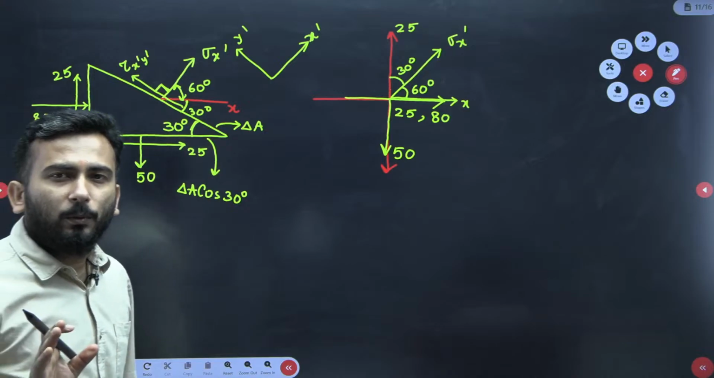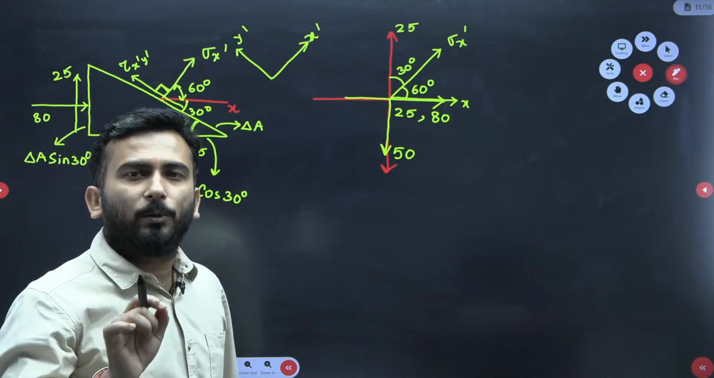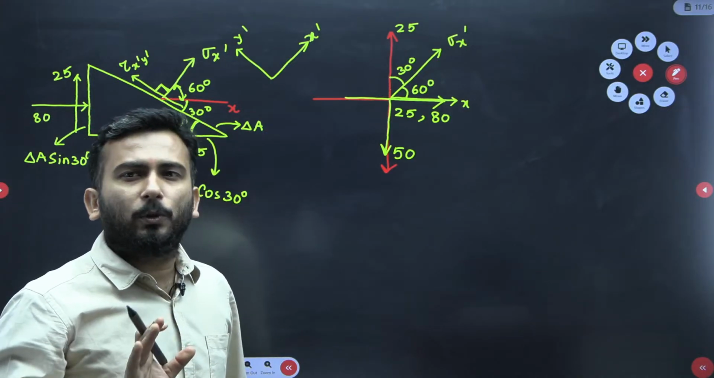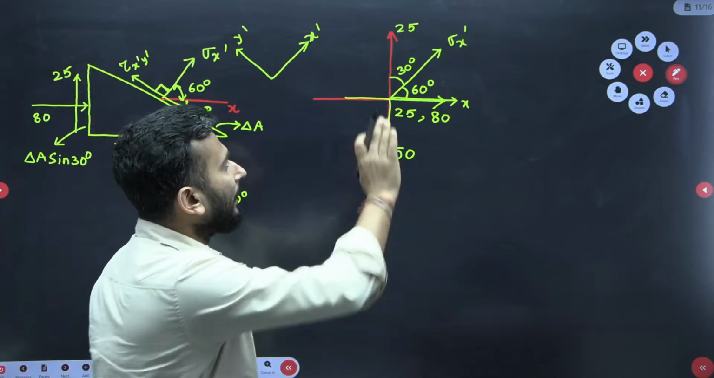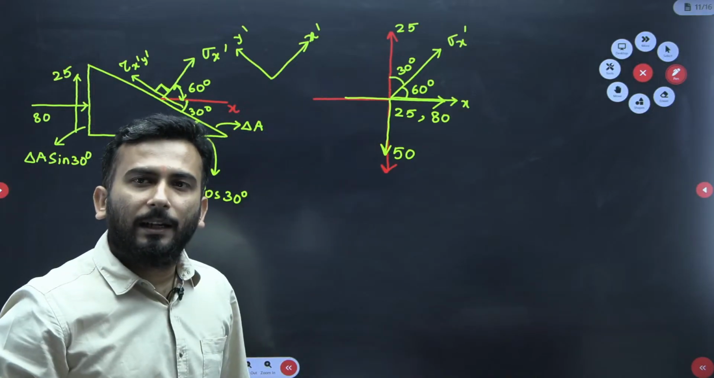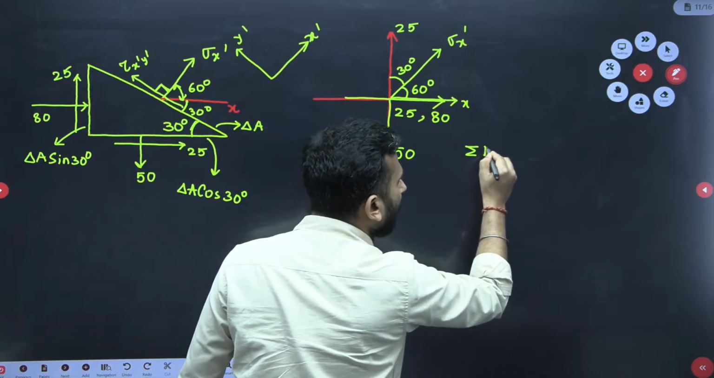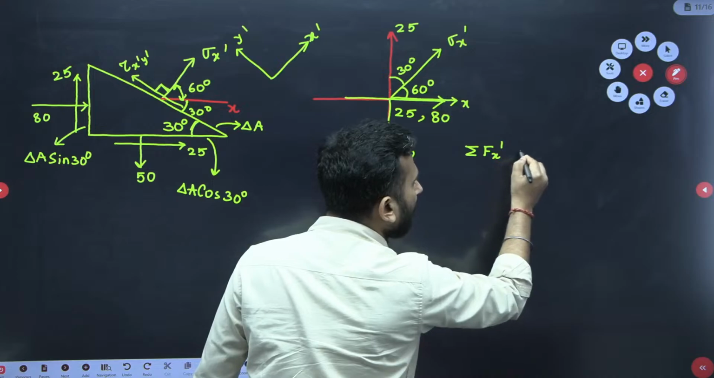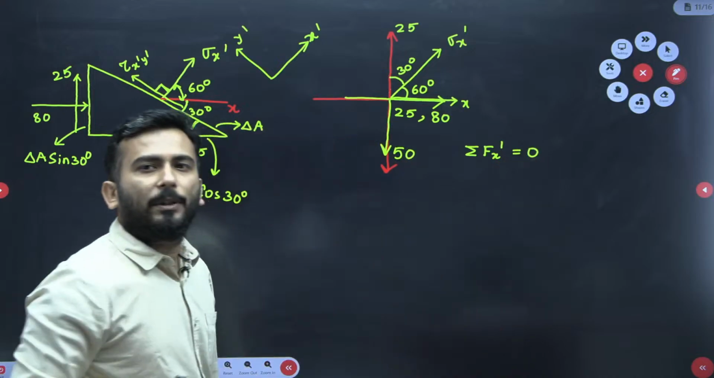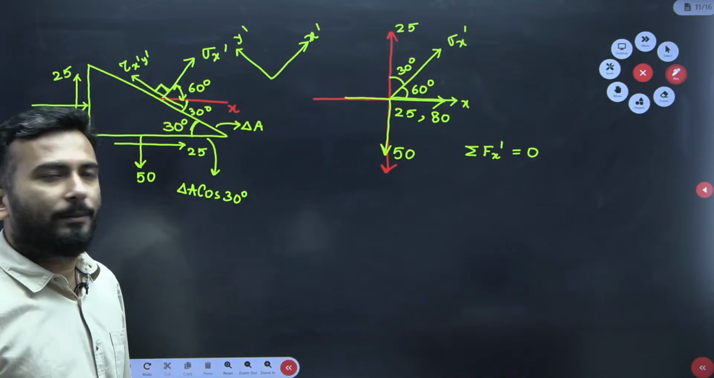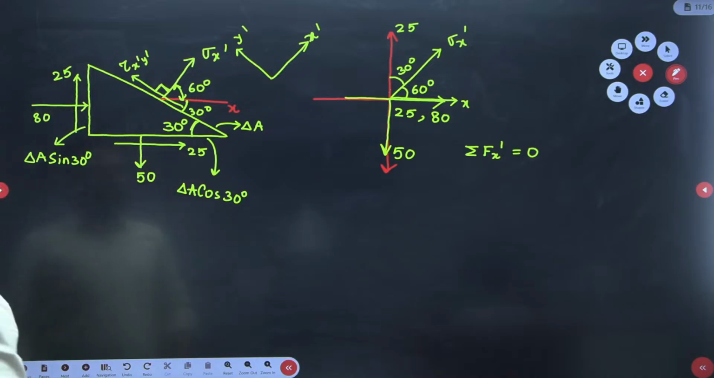And what we have to do? We have to simply take the force components in the x dash direction and sum them, that is, summation Fx dash is 0. Only this thing we have to apply.